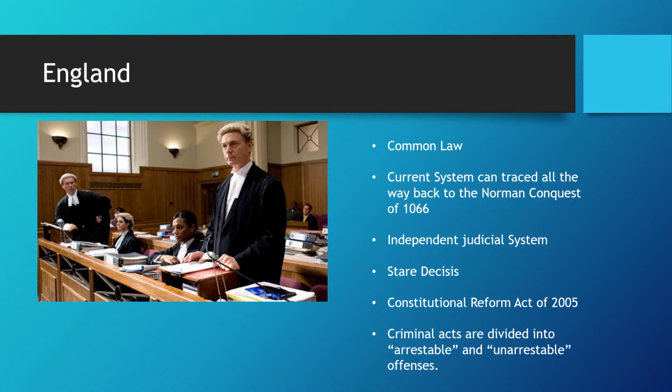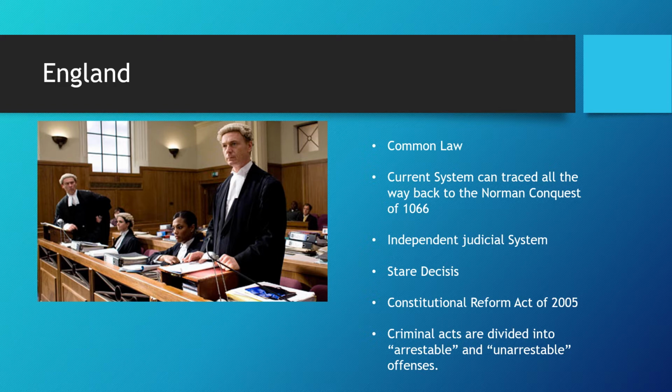Since there's no real written penal code in England, they do have statutes, however, which do express some felonies, which would be, in this case, arrestable offenses, and any other offenses would be unarrestable. A comparison to this is the United States. We're basically under a common law system, even though we do have a more substantial penal code than England does.